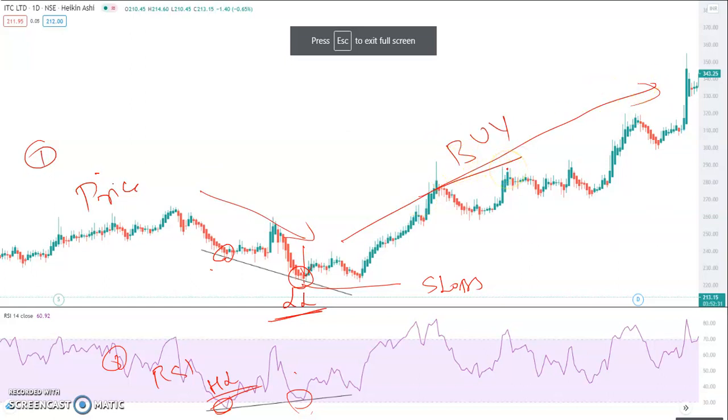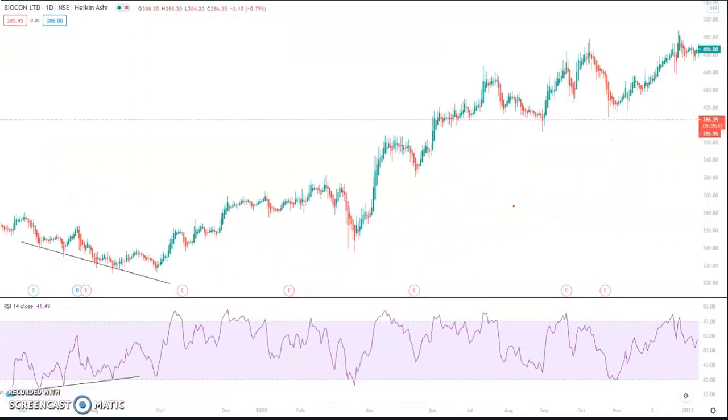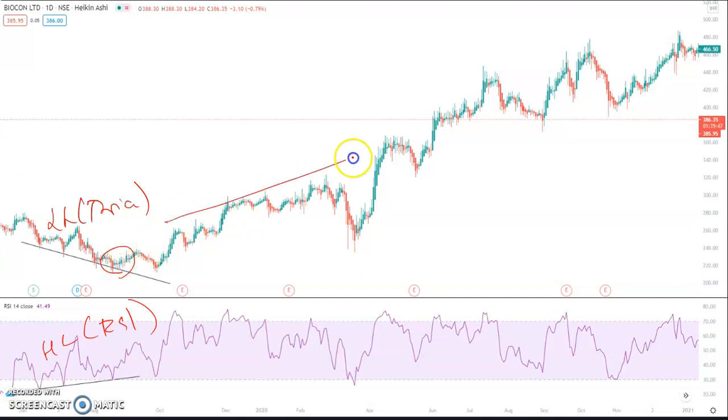It's more than, from 222 it went to 340. So one more example. Here we have the lower low in price and higher low in RSI, which means there is a reversal in the trend on the upper side. So we enter our position somewhere here and then we ride the uptrend. Simple.